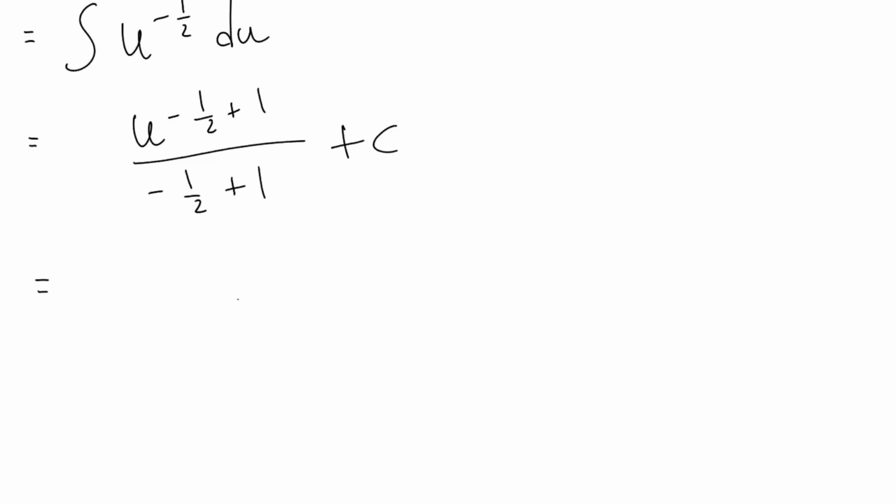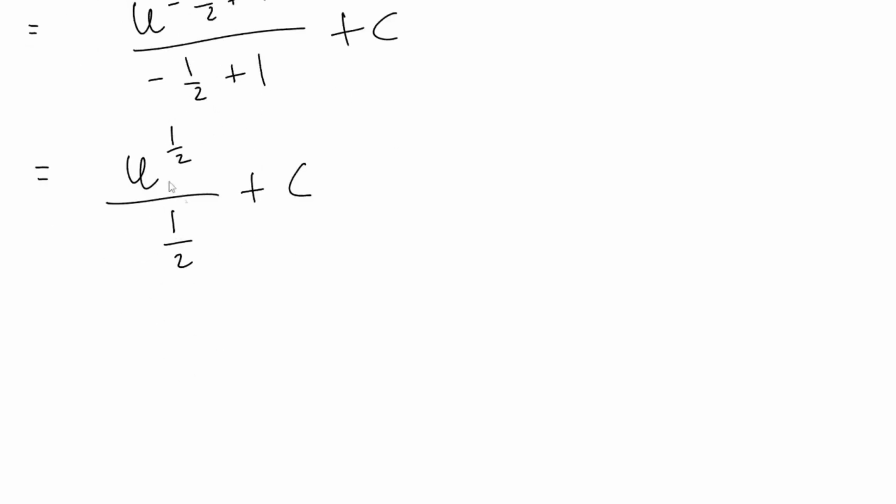Okay. Now, the next step we want to do here is, remember, we simplify this, it would be u to the power of half over a value of half. And don't forget your plus c. Okay. Now our next step would be to simplify this, and I would multiply both the top and the bottom by 2. So it would be 2u to the power of half plus c.